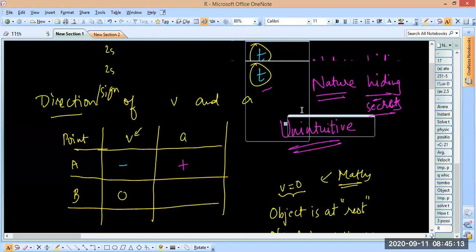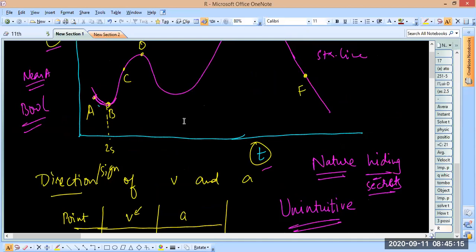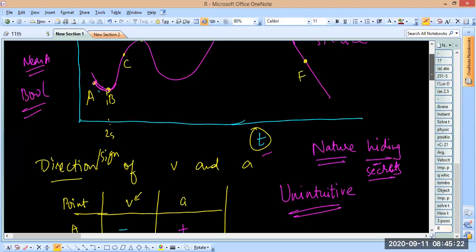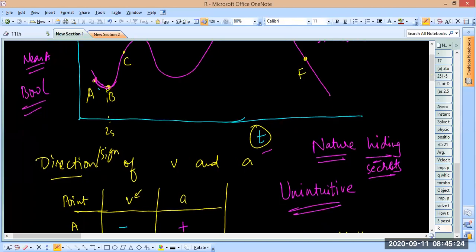Okay, acceleration, everyone. Acceleration at B. Acceleration at B, people. What do you think? Positive, negative, 0? Acceleration at B.